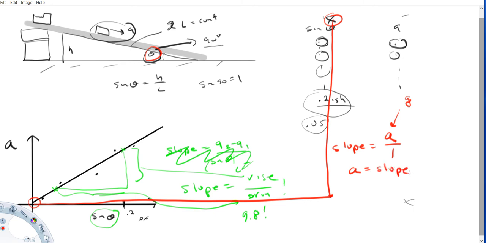So long story short, once you have this plot and you find the slope of the line between any 2 points, you will be indirectly measuring the free fall acceleration of gravity. You should get about 9.8 meters per second per second.